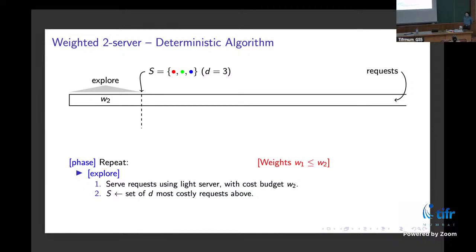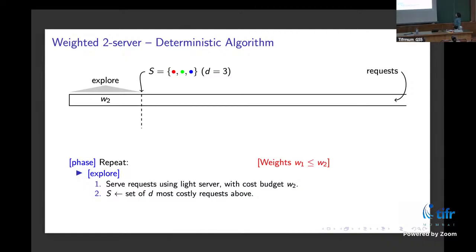What do you mean by cost? Because every time you are paying W1. But you could have paid several times for the same request, right? So you just count how many times? Yeah, times W1. That's the cost you have paid. Exactly, right.